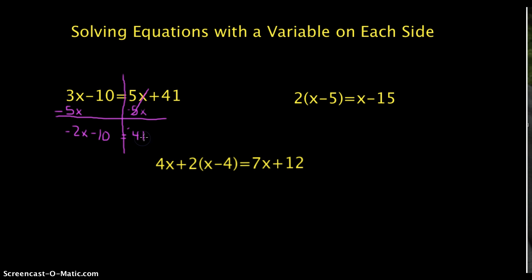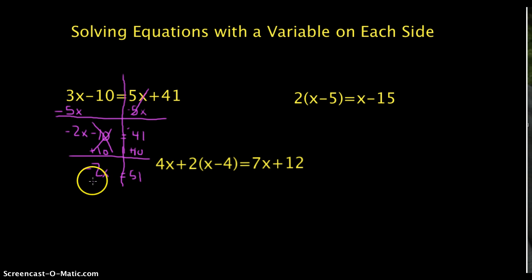The good news is that this looks exactly like equations that we've been working on in class. I'm going to add 10 to both sides. To get rid of the minus 10, I'm going to add 10. Once I've done that, negative 10 and positive 10 cancel each other out. So after I've done that, I'm left here with negative 2x on the left side. And then equals, I like to bring this line down. Equals 41 plus 10 is 51.